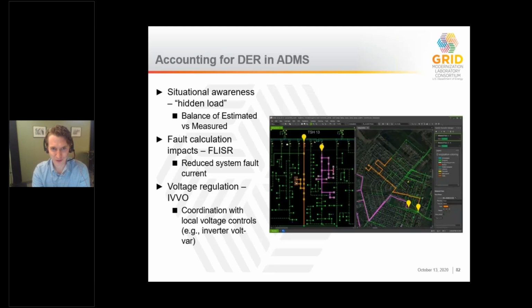In terms of accounting for DER in an ADMS, we talked about this briefly, that hidden load issue, but DER also poses other challenges for ADMS. For example, the FLISR module that the previous presenter was talking about, DER can interact with those modules, so it needs to be accounted for properly. Same is true for voltage regulation or integrated volt VAR optimization. There really needs to be close coordination. Next slide, please.